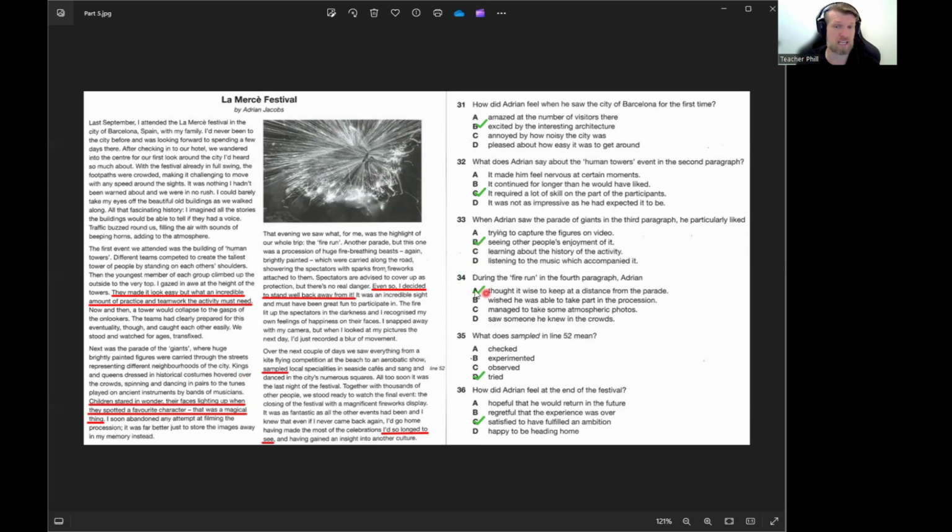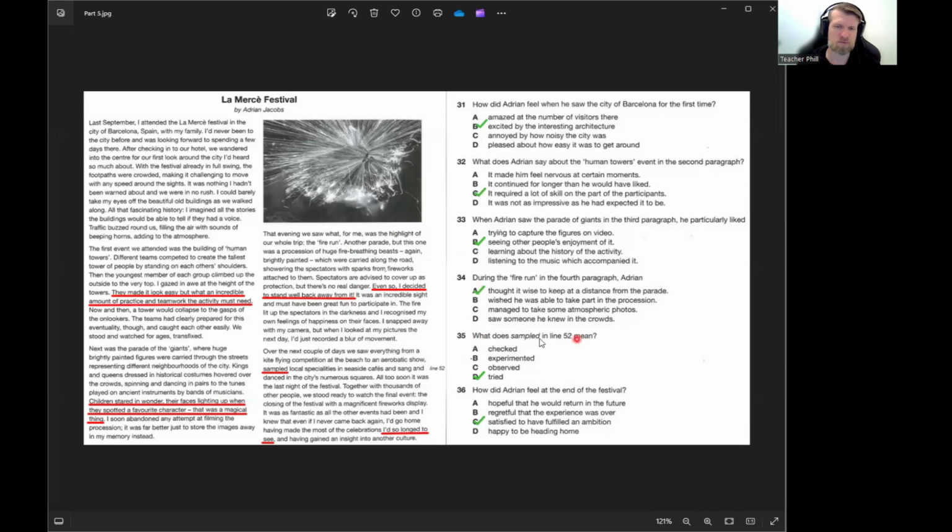In 34, I chose A. So these fire runs, they are very common in the region of Catalonia in Spain. And because I live here myself, I've seen many of them, and they are really fascinating. But they can be a little bit dangerous if you get too close. So just from my own experience, I guess I would have chosen this anyway. But when I read the text where it says here, I decided to stand well back away from it, I thought, okay, he decided to keep a distance. So I think that's why this is correct.